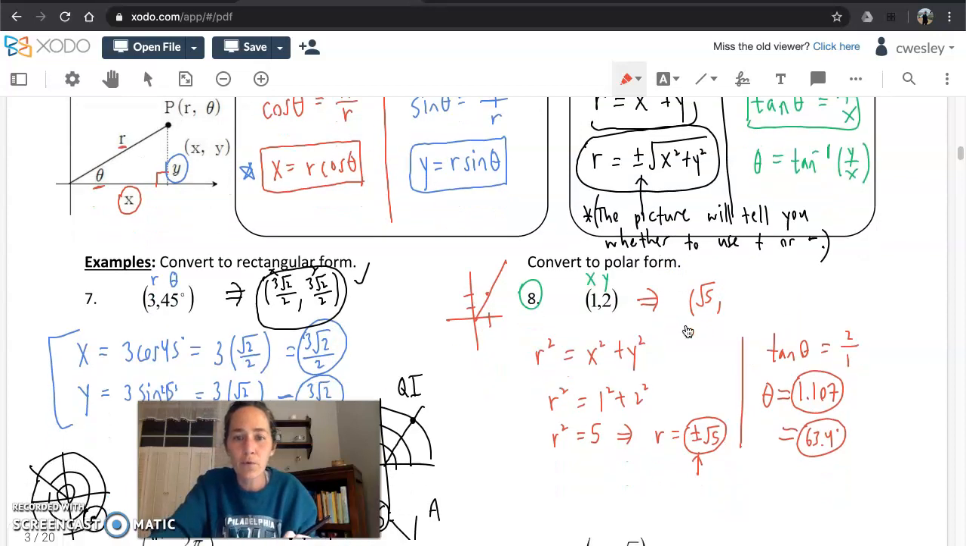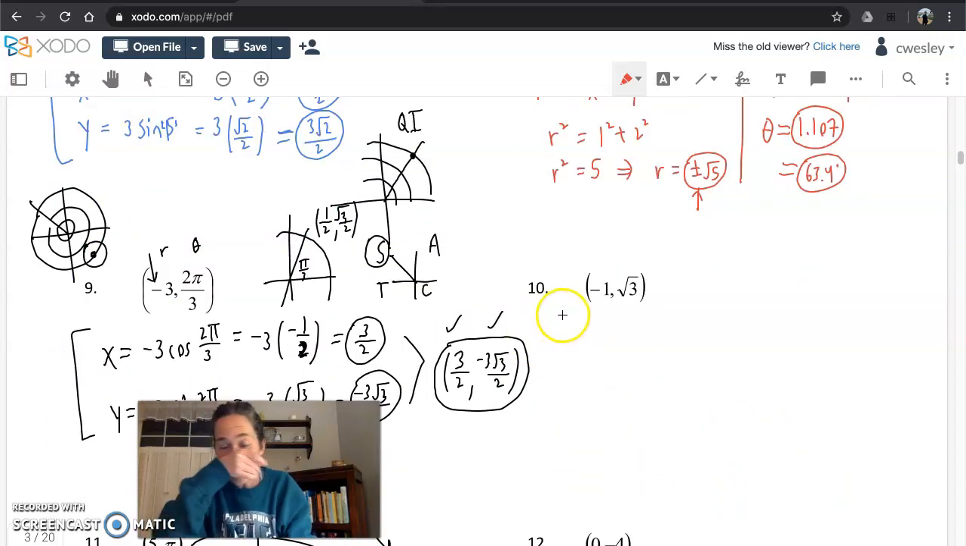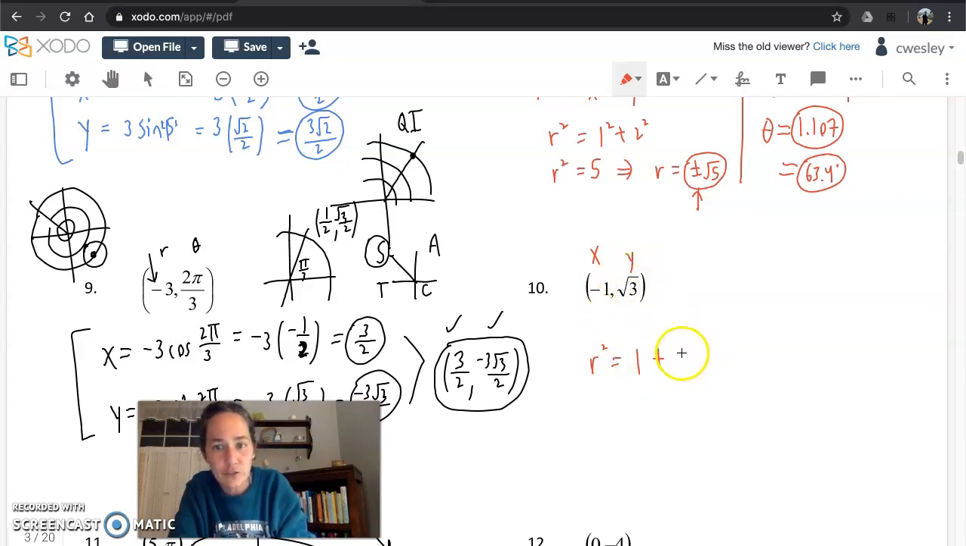Okay, let's try a couple more. So number 9 says negative 1 comma square root of 3. This is your x and your y. Let's get r first. r squared equals x squared, so negative 1 squared is 1, plus y squared, square root of 3 squared, is just going to be 3. Ooh, looks like we get a whole number. r could be plus or minus 2 in this case.